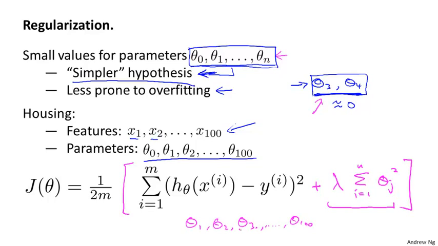By the way, by convention, the summation here starts from 1. So I'm not actually going to penalize theta 0 being large. That's sort of a convention that the sum is from i equals 1 through n rather than i equals 0 through n. But in practice, it makes very little difference. Whether you include theta 0 or not, it'll make very little difference to results. But by convention, usually we regularize only theta 1 through theta n.